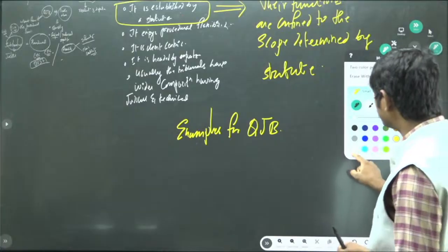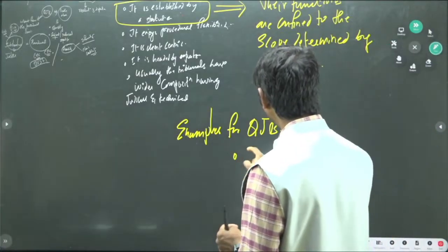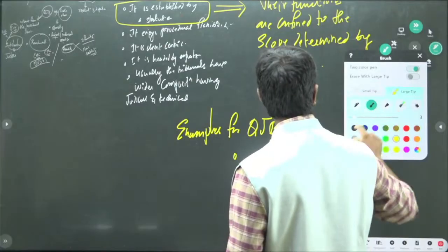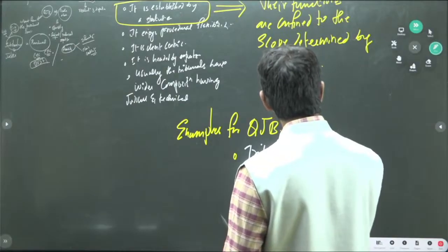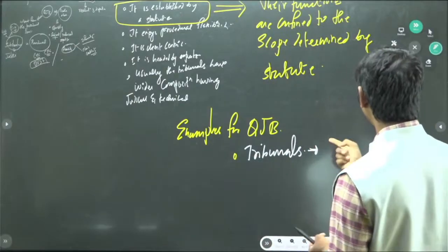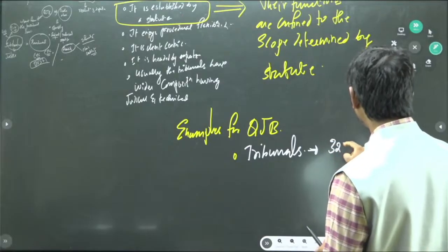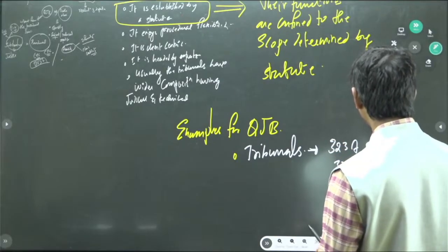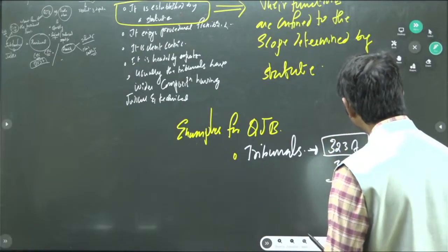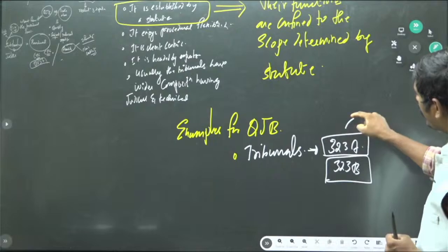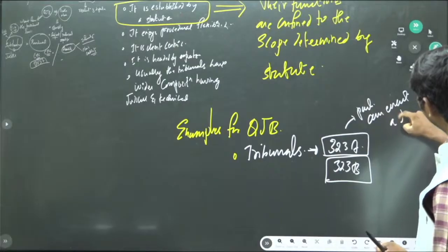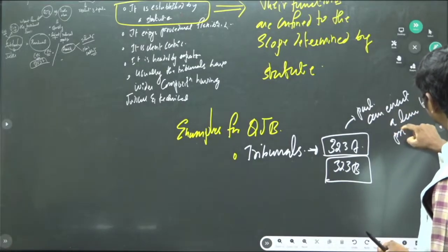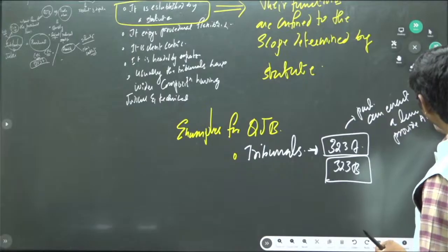If you try to see the examples, number 1, tribunals. The tribunals are established according to Article 323A and 323B. Article 323A concerns administrative tribunals, and 323B concerns tribunals for other matters. Here only Parliament can enact a law to provide for administrative tribunals for states as well as the center.